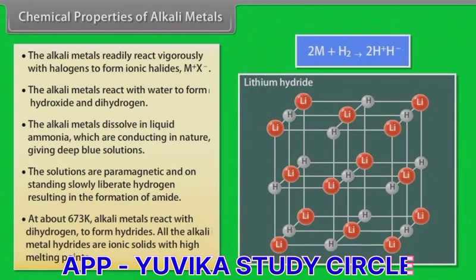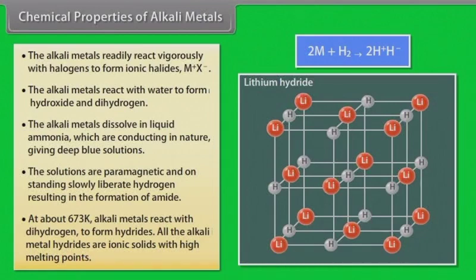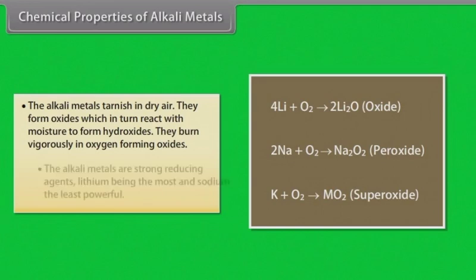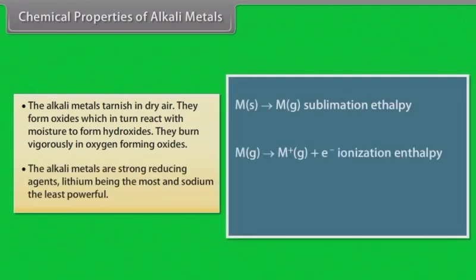At about 673 Kelvin, alkali metals react with dihydrogen to form hydrides. All the alkali metal hydrides are ionic solids with high melting points. The alkali metals tarnish in dry air. They form oxides which in turn react with moisture to form hydroxides. They burn vigorously in oxygen to form oxides. The alkali metals are strong reducing agents, lithium being the most and sodium the least powerful.